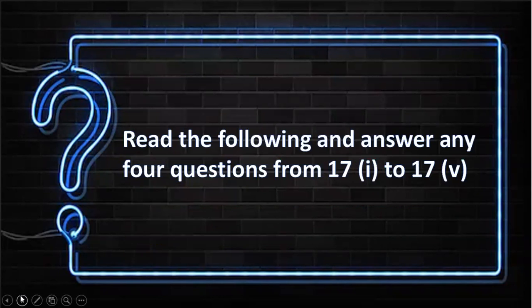So next we have: read the following questions and answer any four questions from 17.1 to 17.5. So five questions will be given in one part. That is, in question number 17, there will be five subparts. And what you should do is answer any four of those five questions. As per your convenience, you may answer the questions. So let's check what's there in that part.